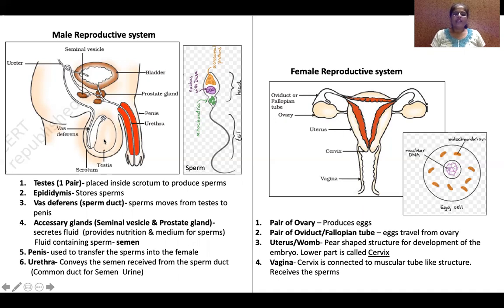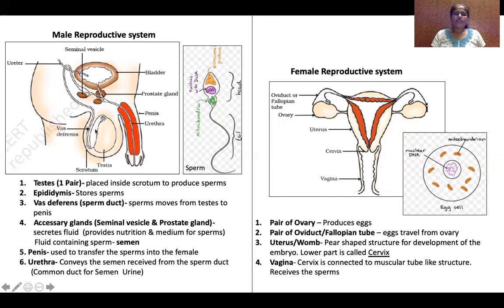Within this, there is a pair of testes. This is the region where the hormone testosterone is produced and secreted, and sperm will be produced in these testes. There will be two testes. Within the testes, sperms will be produced. Once the sperms are produced, they reach the epididymis. This is the region outside the testes, that is the epididymis. Once formed, the sperms reach the epididymis.